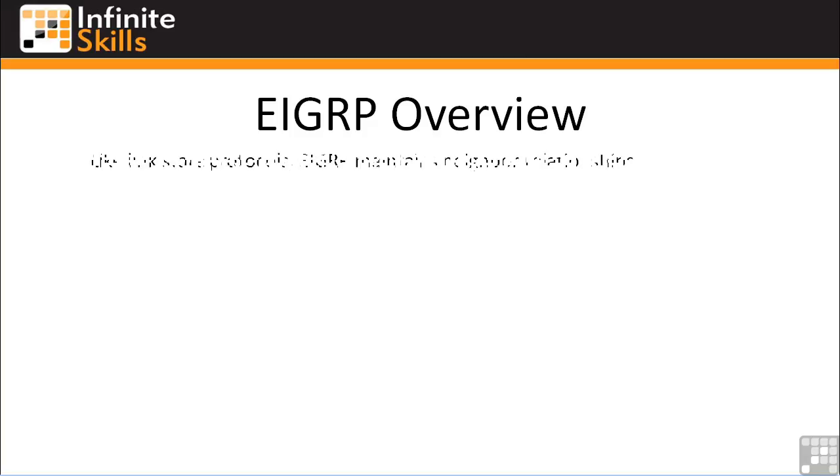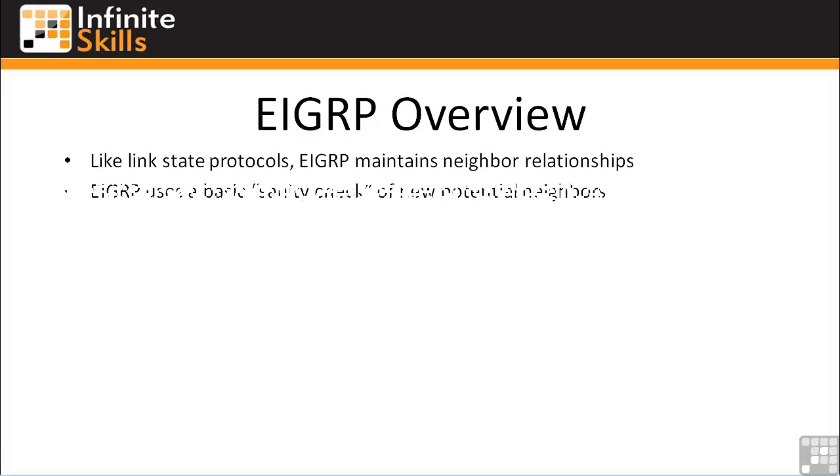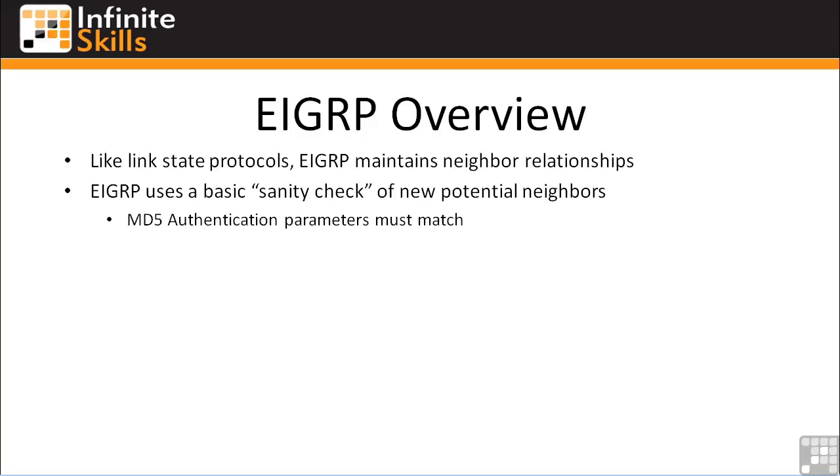Now, as we've mentioned, EIGRP does maintain these neighbor relationships, and EIGRP uses a basic sanity check of new potential neighbors. When an EIGRP router comes up on the network and starts multicasting its hello packets, the neighbor router says, oh, there's a new router there. Let me perform these basic checks to make sure that you're not going to corrupt my routing tables with some garbage routes from some place that I don't really even know about. And in short, those basic sanity checks are: the MD5 authentication parameters must match.